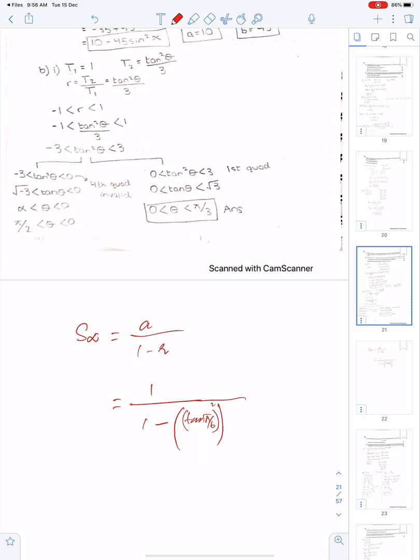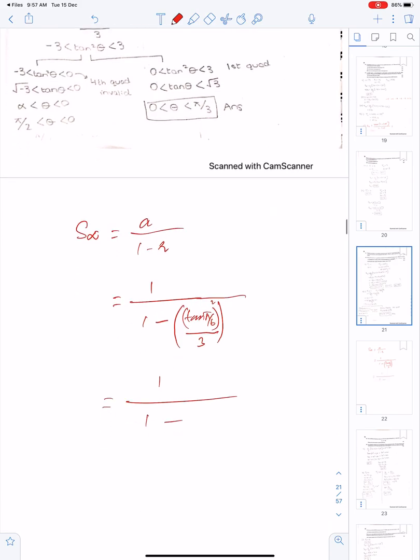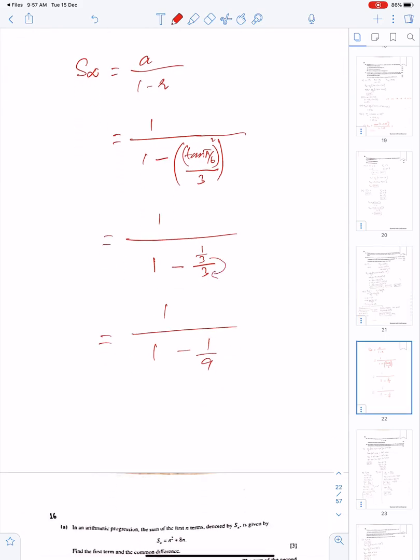So this has a square over 3. Tan pi by 6 is 1 upon root 3. And after the square, it will become 1 upon 3. And this 3 is here. Let me write this in a proper way. So this will become 1 minus 1 upon 9. This 3 will come here. This will become 8 upon 9. So the final answer is 9 upon 8. This is the sum to infinity.